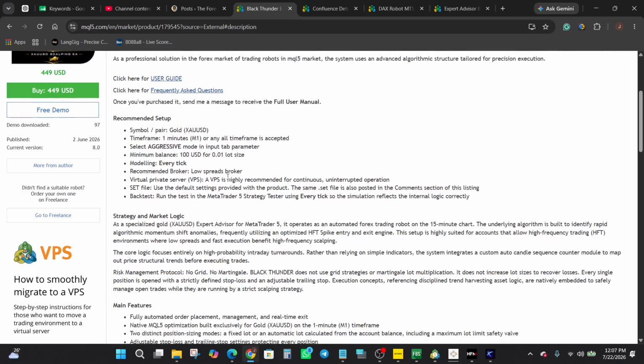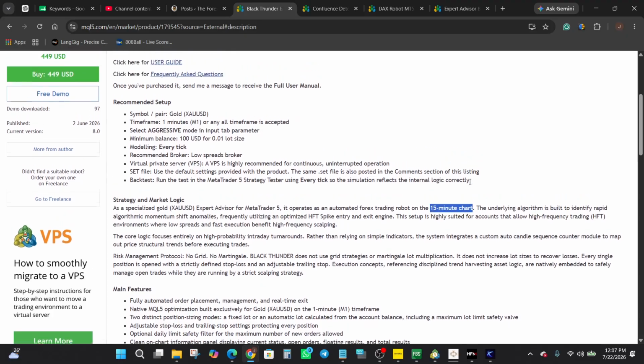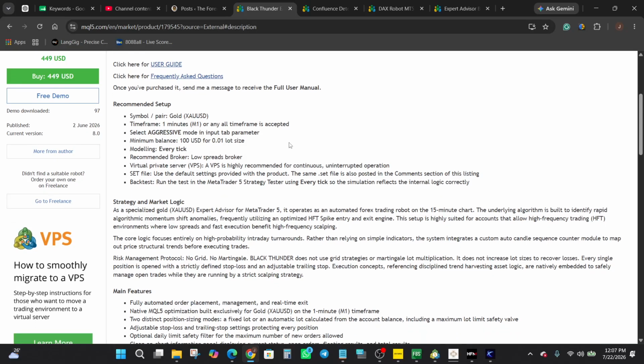Okay, so I do want to flag directly, later in the listing under strategy and market logic, the text describes this as operating on the 15-minute chart, which contradicts the M1 recommendation. You can see that it contradicts the M1 recommendation given earlier on the same page. Okay, so that's a genuine inconsistency in the listing, worth clarifying with the seller before assuming which time frame the strategy is actually built around.